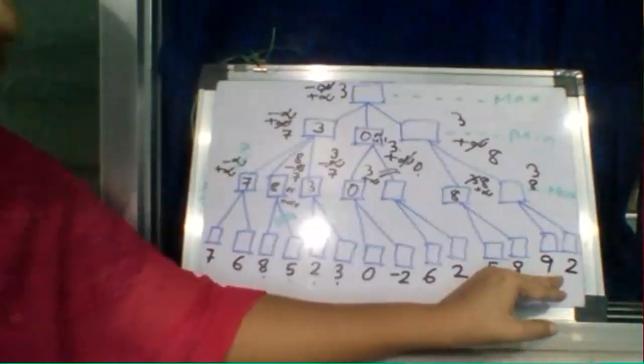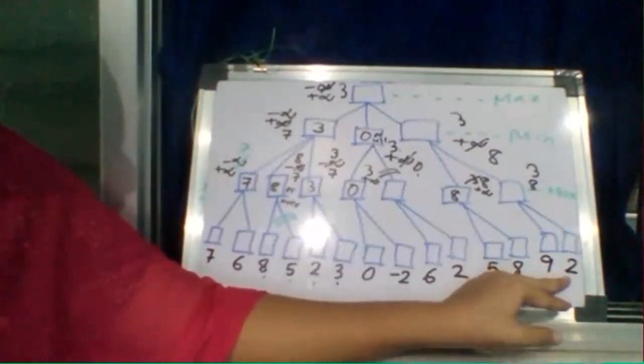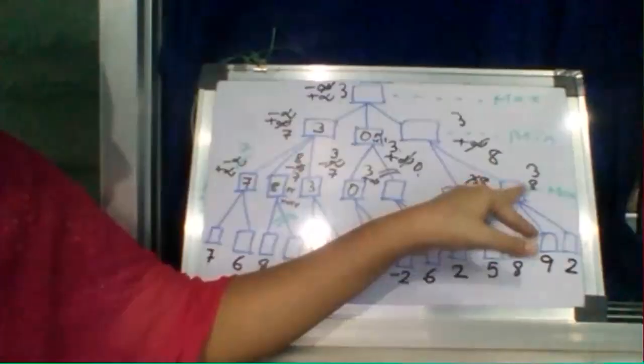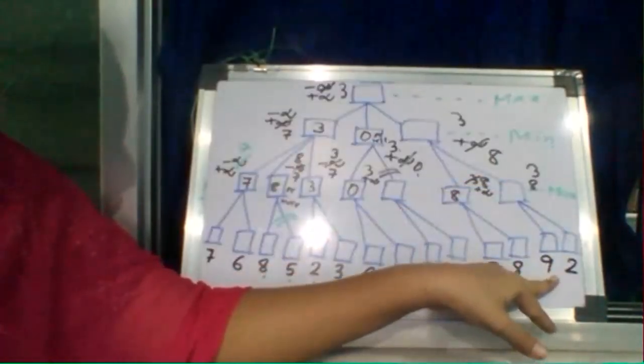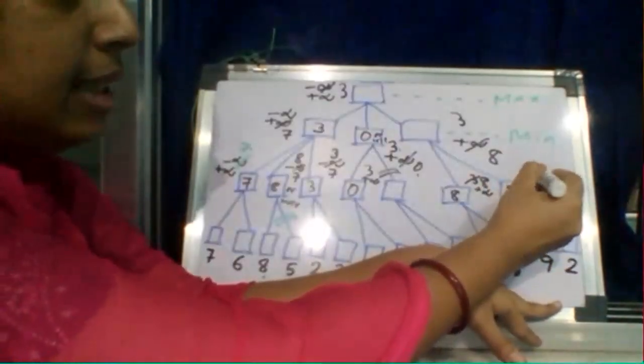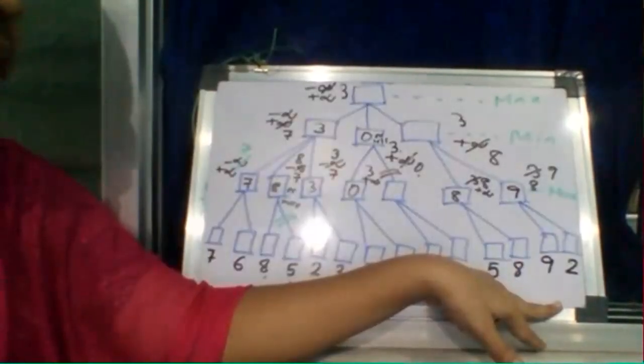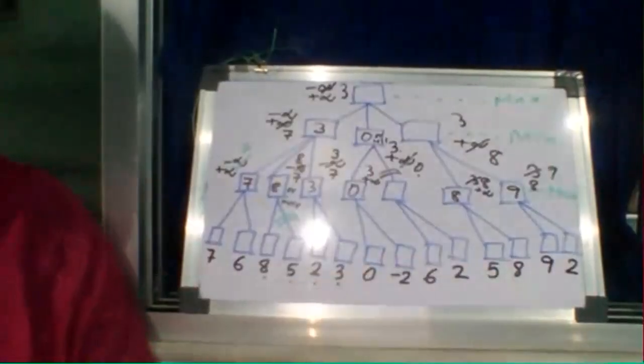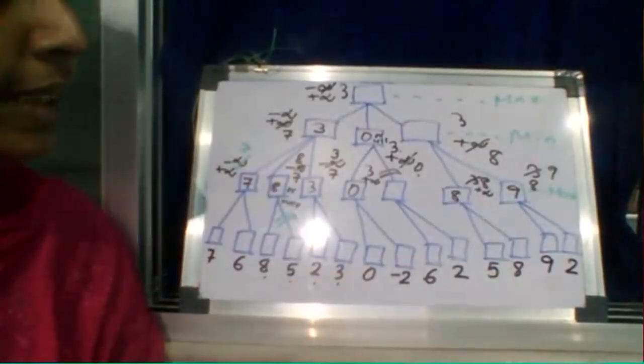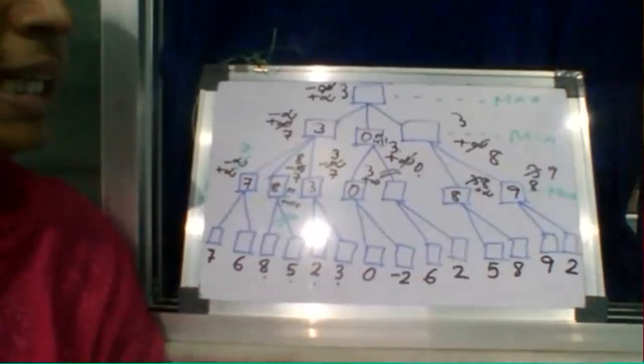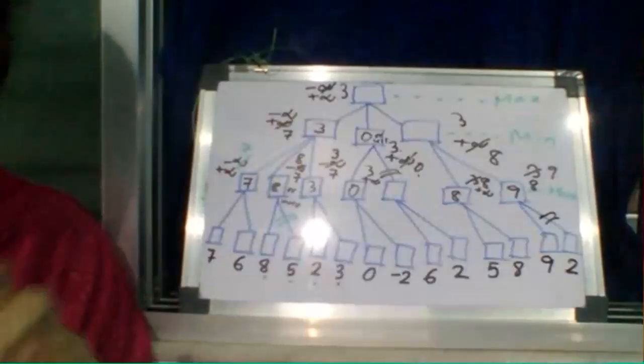Now again in this level, 9 and 2 are the two values. As max will select the maximum gain, he will select 9. If 9 is selected, the alpha value will also be modified to 9, because 9 is a better value than 3. So 9 will be the value of alpha and beta is 8. So 9 is greater than 8. That's why this subtree will be pruned. So this is one problem.